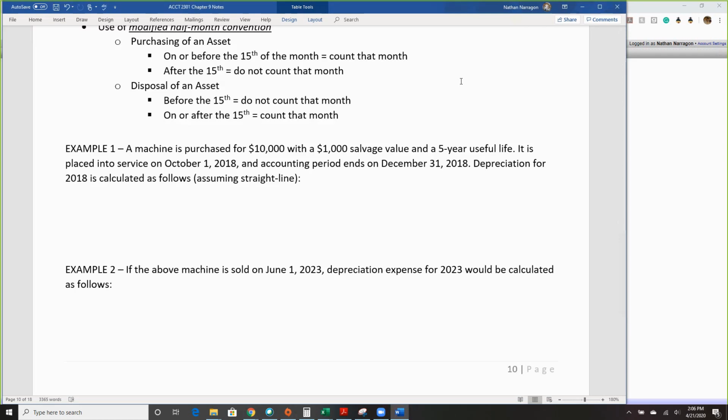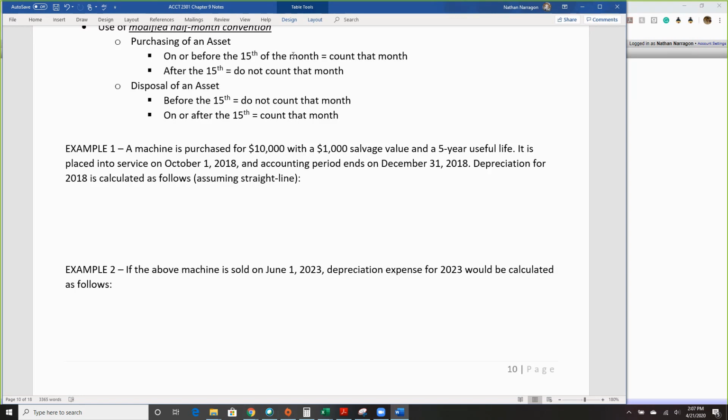Harriet is right. Only 3 months. Look at the date of October. It's on the 1st, so it's on or before the 15th. So we have to count that month because we had it for the complete month of October. So that's October, and we had it for November and December.